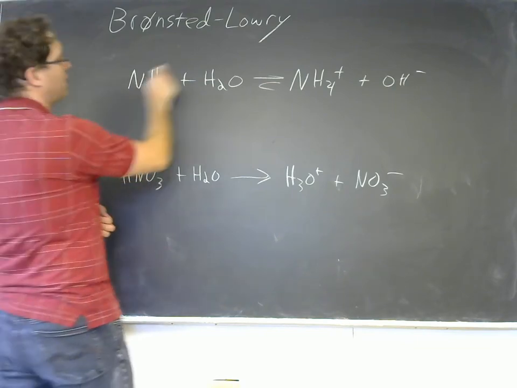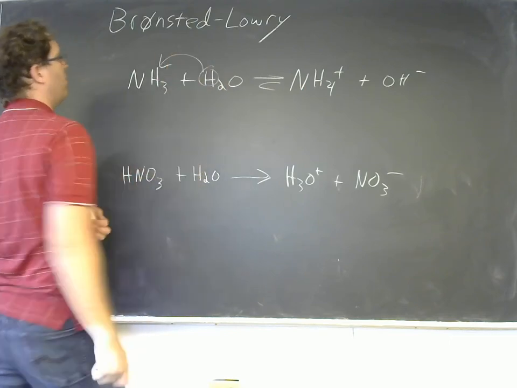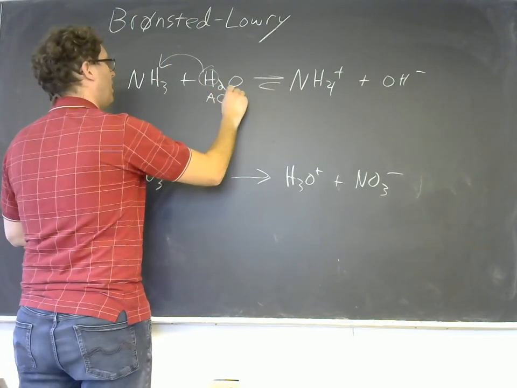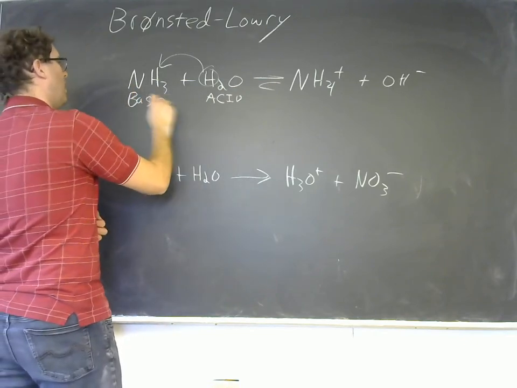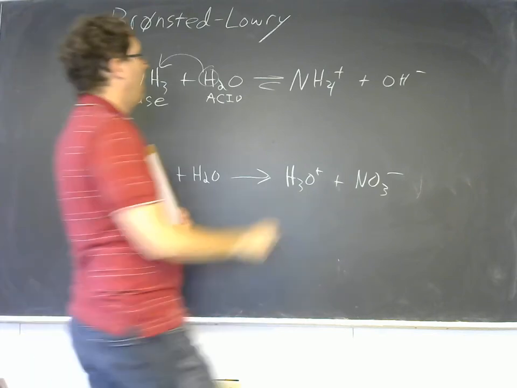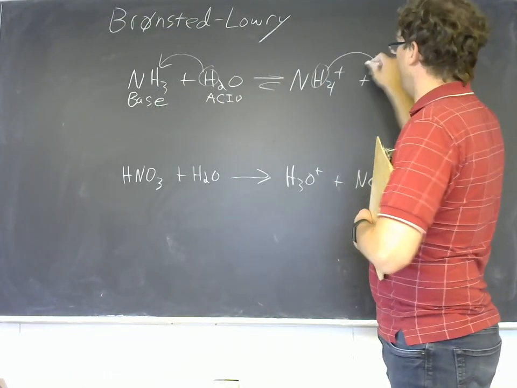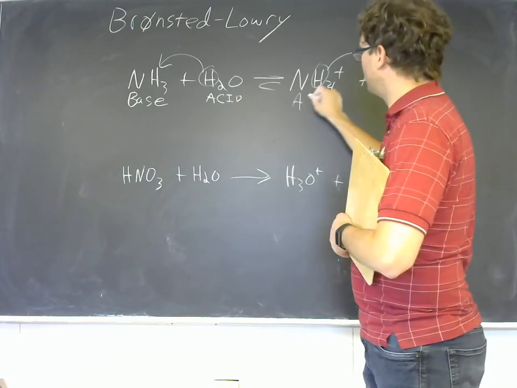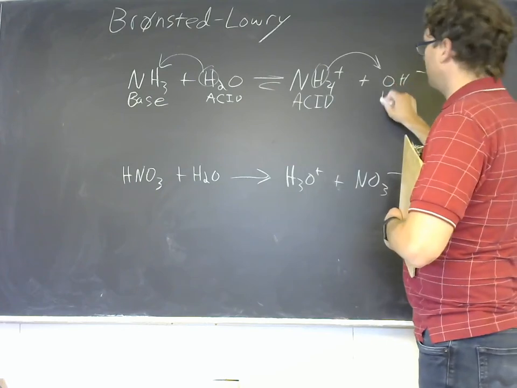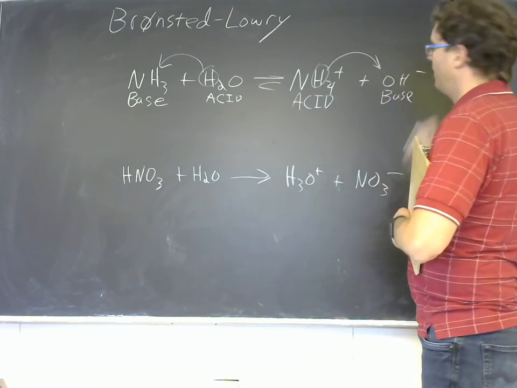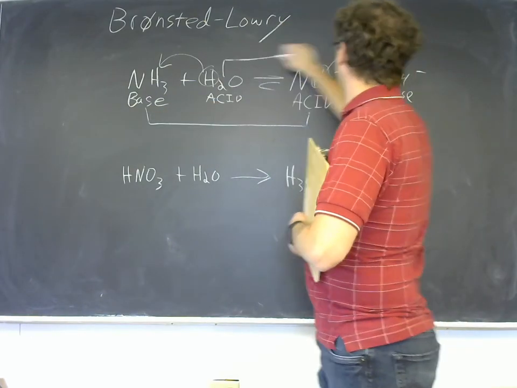Well, here ammonia, we already saw, is going to be taking a hydrogen from the water. So that makes water an acid, and ammonia a base. And this could go in reverse, and so that H could go over there, and NH4 plus is the conjugate acid to ammonia, and OH minus is the conjugate base to water. So here are my conjugate pairs, like that.